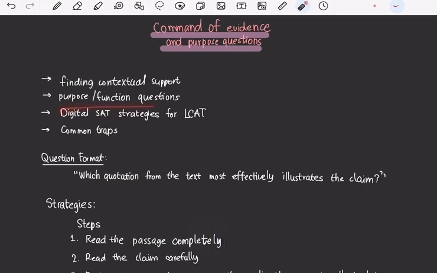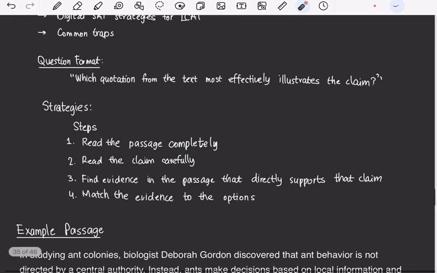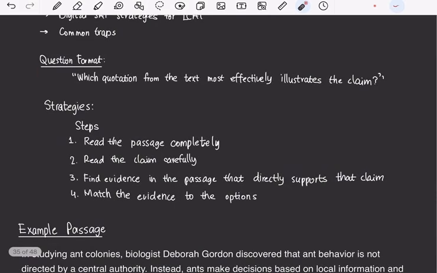Then we'll look at purpose and function questions, and this is about why authors include specific details and some strategies for the LCAT, and then some common traps. Okay, let's master these high value questions. The first thing to note is what is the question format. So you'll be given questions like which quotation from the text most effectively illustrates the claim. This is the kind of question you can expect.